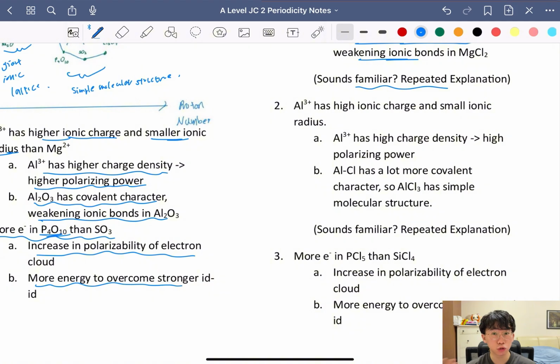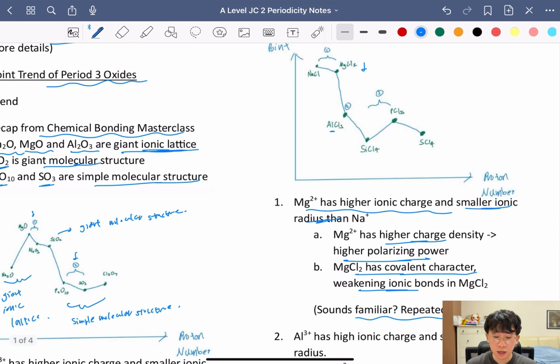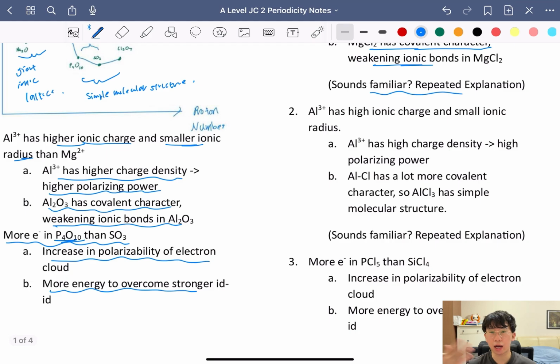Now for anomaly number 2, you realize that AlCl3 is actually having a very low melting point over here. And if you recall what I said just now, it's actually a simple molecular structure. Now why is that? That's because Al3+ has very high ionic charge. Again, it's higher than Mg2+, right?